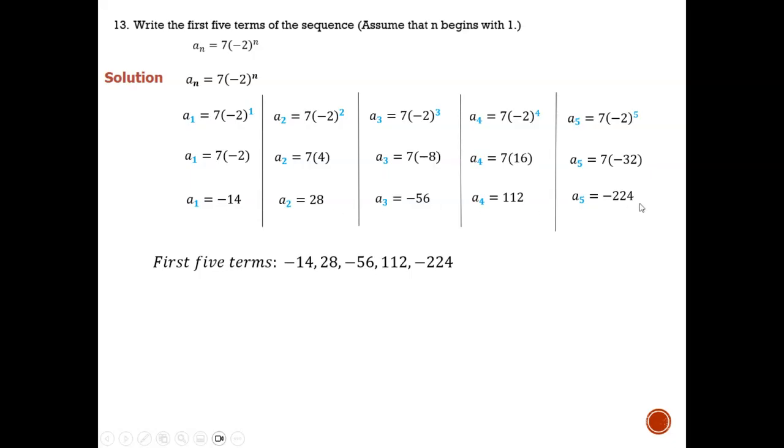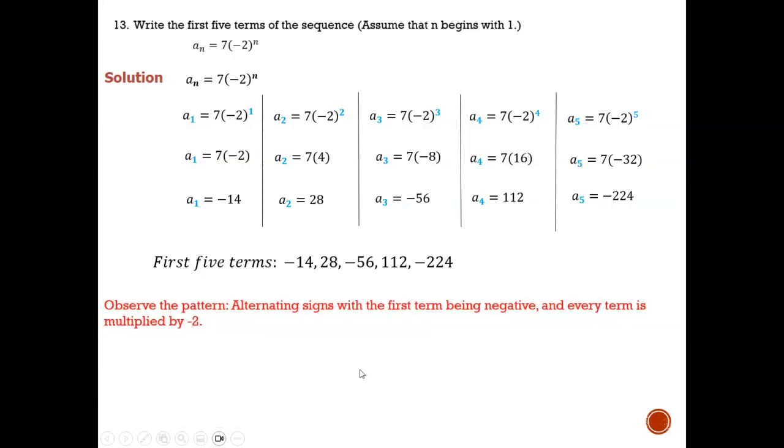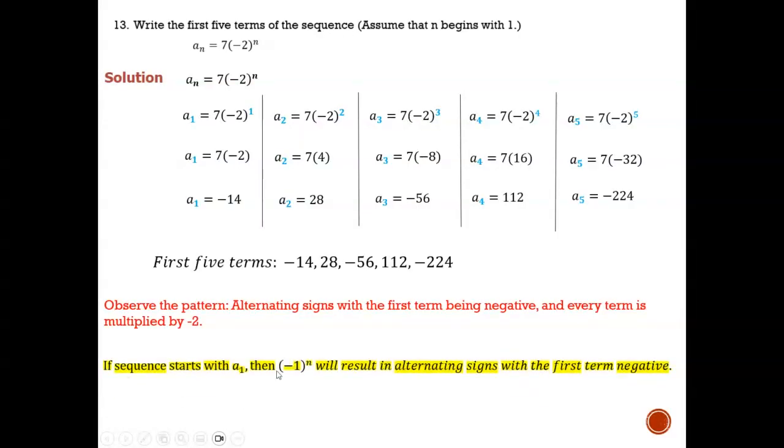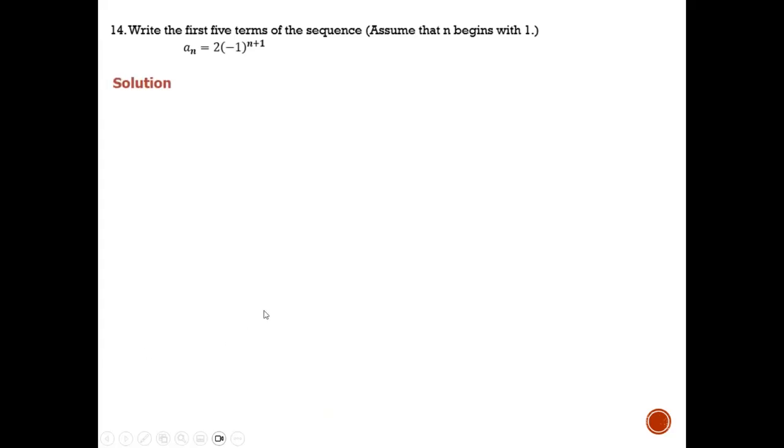So again, these outputs that we got from plugging in the values 1 through 5 are the terms of the sequence: -14, 28, -56, 112, and -224. So we can see here a pattern, alternating signs. Our first term here was negative, and then it was a -2, so every time it was multiplied by the -2. So if you have a sequence that starts with a -1 to the n, like in the previous one, okay, it'll result in alternating signs with the first term being negative, okay?